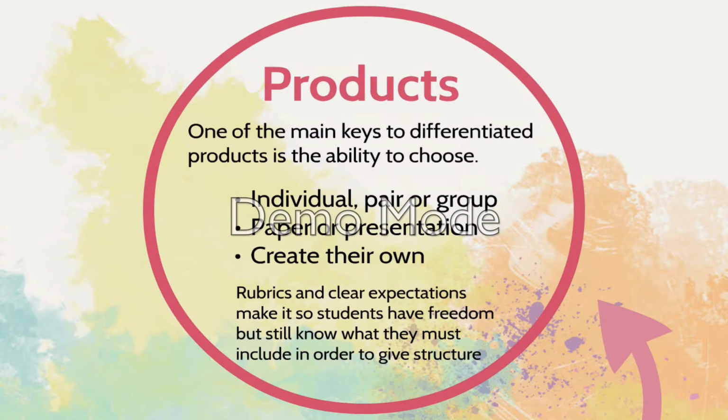Product is how the student can demonstrate they have mastered the content. One of the main keys to differentiated products is the ability to choose. They can choose how many to work with, for example, possibly individual, in a pair, or in a group. Choice in how to present their knowledge, a paper versus a presentation, or creating their own project to show the growth in a subject. The key to this is clear expectations and rubrics. This allows students the freedom, but still gives them enough structure to tell what you want from them.